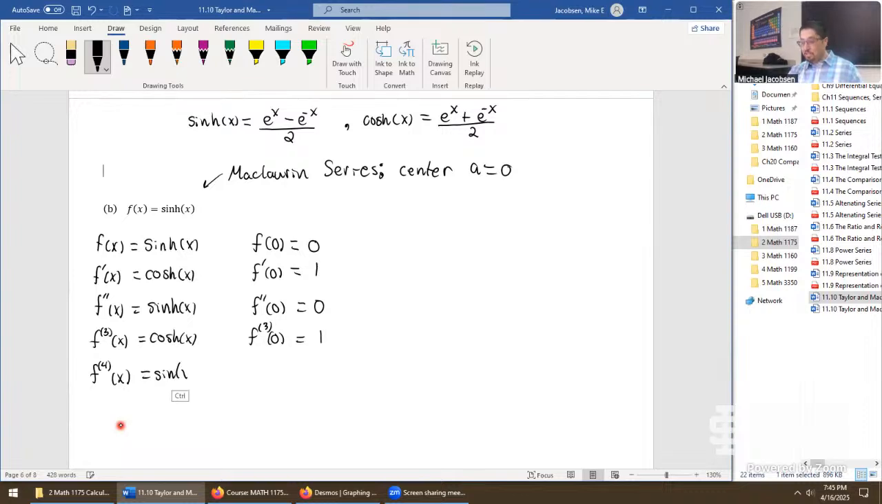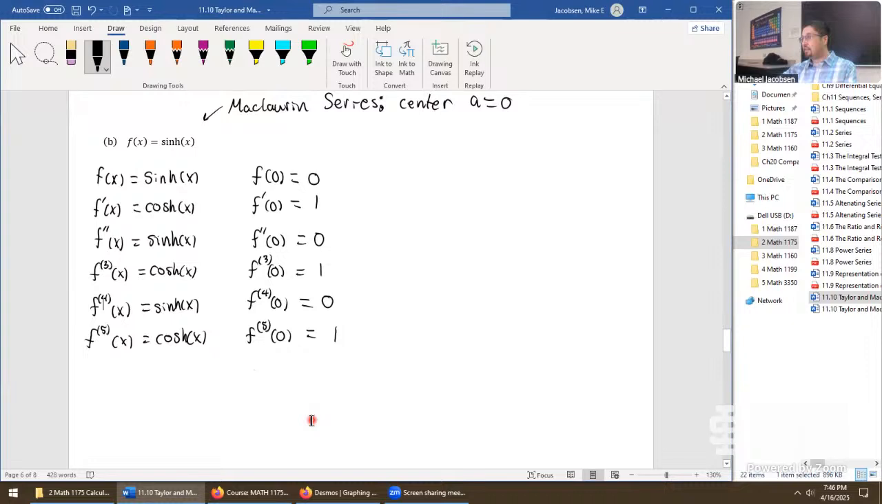It's just alternating between hyperbolic sine and hyperbolic cosine in the left-hand column. So over here at the center 0, we get 0 again. And this will be the last one, the fifth order derivative. f parenthesis 5 means f prime, prime, prime, prime, prime. So that's a better way to say it. It's cosh x. So the fifth order derivative at 0, because it's a hyperbolic cosine, we're back to a 1. So that's what the list looks like.